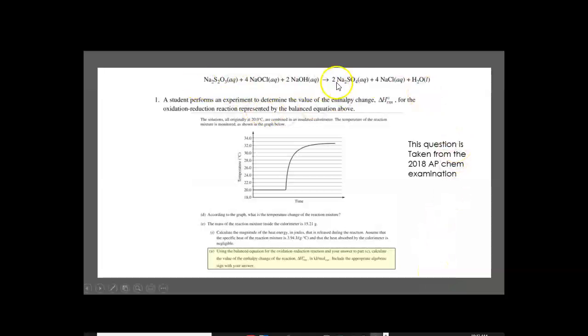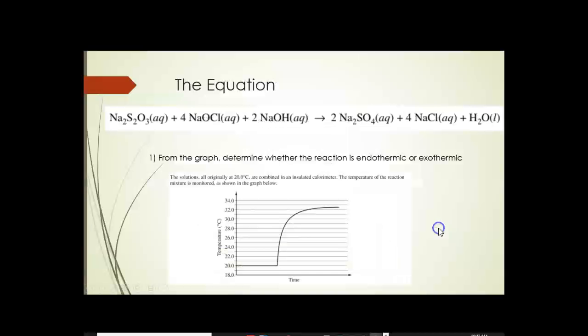Here's the balanced equation. It's not a net ionic reaction. As you can see, it's got a bunch of sodium ions fooling around here. And the experiment is to determine the value of the enthalpy change, the delta H for 1 mole of reaction, for this oxidation reduction reaction. So we will go ahead first of all to this problem.